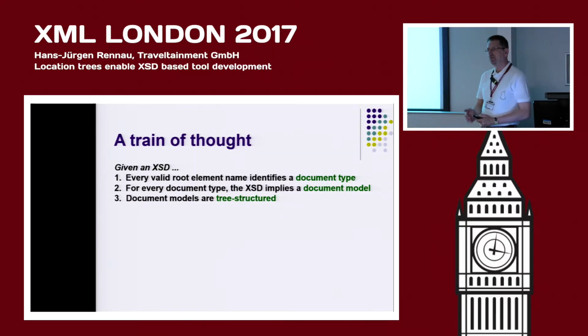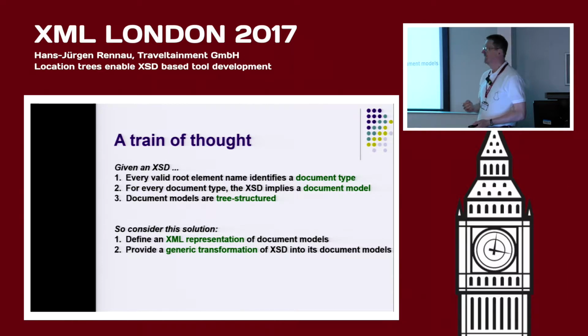Given in XSD, every valid root element name identifies a document type. And for every document type, the XSD implies a document model. And this document model is definitely tree structured. So consider this solution. Define an XML representation of the document model and provide a generic transformation of arbitrary XSD into its tree structured document models.